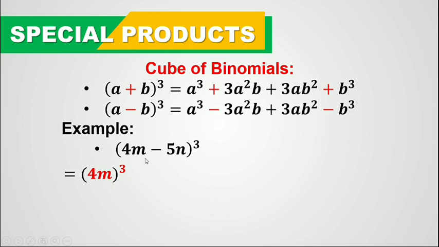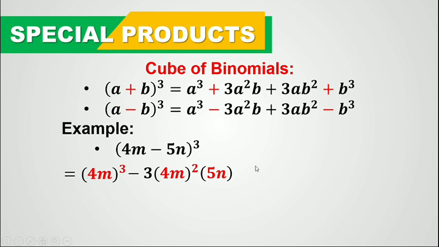And then minus, since the sign here is minus. And minus 3 times the square of the first term, so the quantity 4m squared, times the second term 5n. We don't write a negative 5n, because we've already written the negative sign here. So it's minus again, just following the pattern.